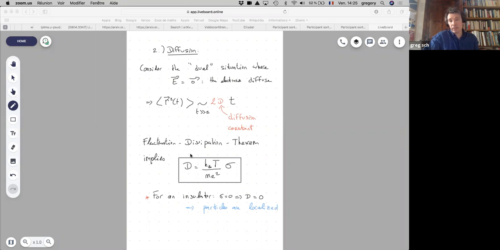Okay, so that means that typically they will stay in a confined region of space without exploring the full sample. And as a matter of fact, they wouldn't be able to carry current or to carry charges, and therefore sigma eventually will be equal to 0. Now, on the other hand, if you have a metal, then what happens is that sigma is strictly positive, and therefore d also will be strictly positive, and you will have diffusion.